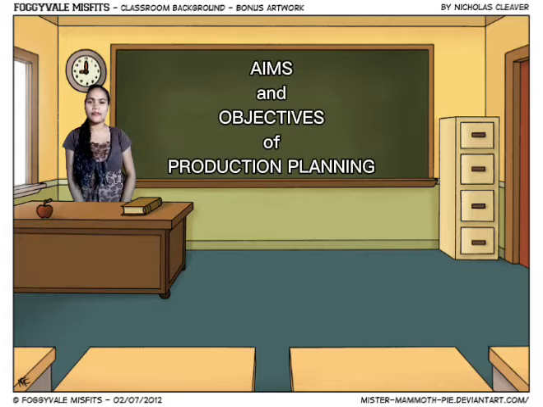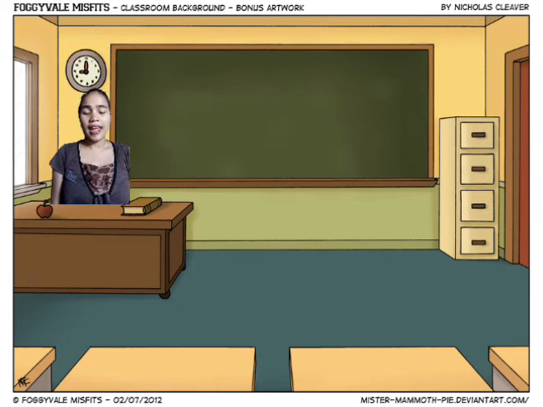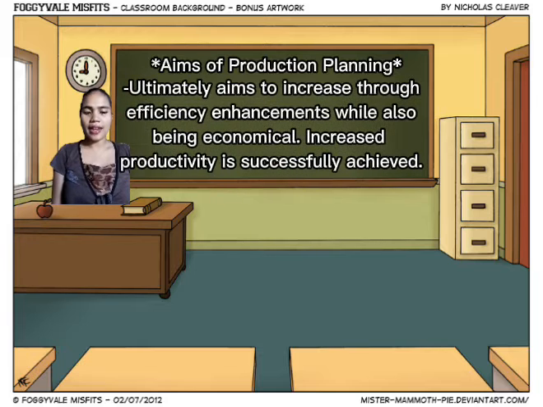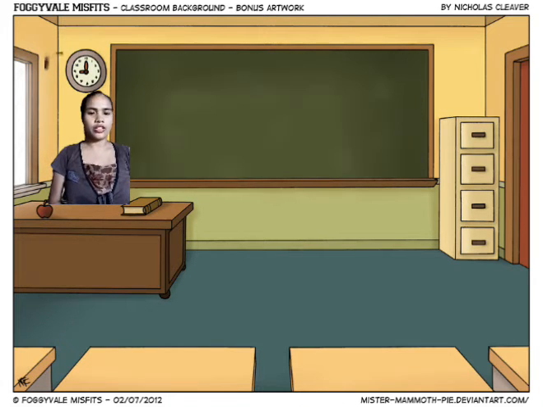This afternoon I will discuss my assigned topic, which is all about aims and objectives of production planning. Aims of production planning. Production planning ultimately aims to increase productivity through efficiency enhancement while also being economical. Increased productivity is successfully achieved through optimizing the use of existing production resources and labor resources while eliminating wastage or spoilage of materials. So, the aim of a good production plan is to achieve maximum output with minimum input. It is of vital importance that the production department of the organization should be managed in such a manner as to ensure economy in material resources and production.